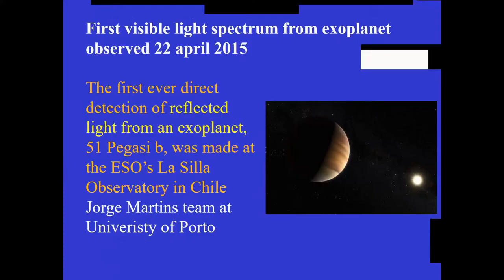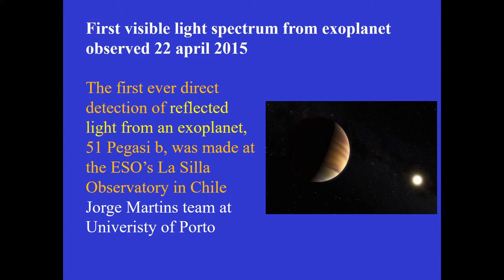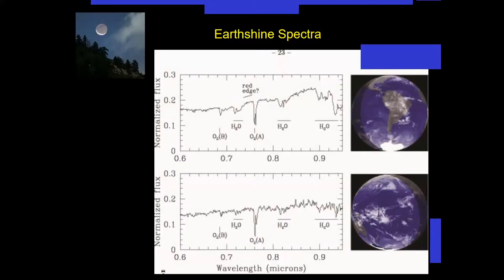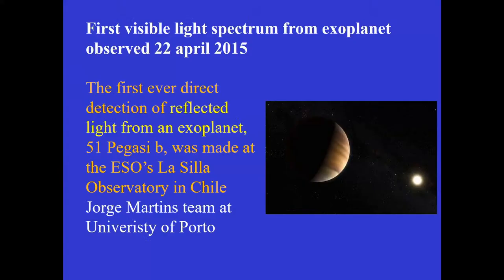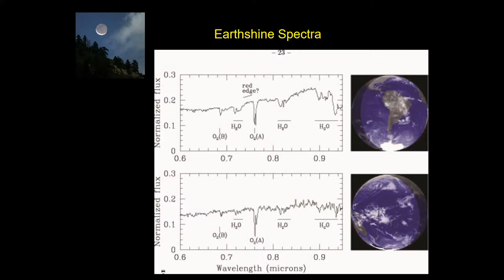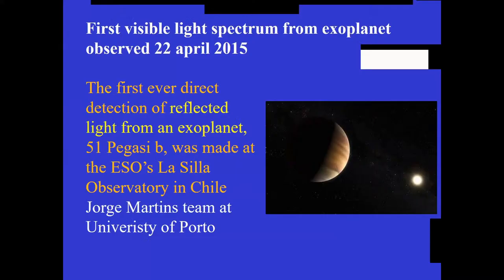Now, the first visible light spectrum from an exoplanet was observed only four or five years ago, and this is the first ever detection of reflected light from an exoplanet. It was taken in Chile at the European Southern Observatory by the team in Porto in Portugal. So it shows that even though at the moment it may seem a little bit futuristic, the techniques are beginning to develop. And maybe in 10 or 20 years, we'll have the sensitivity. We might be able to look at some of these spectra.